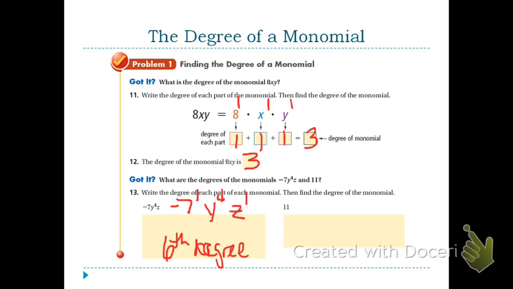And anything higher than 5 is to the whatever th. You can spell out the word 6th, by the way, too. So we found the degree is 6, and it says then find the degree of the monomial. So the other one is the 11. Well, what's the exponent on the 11? 1. So that means it's just to the first power, so this is called a constant.